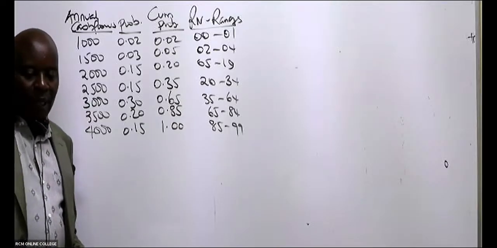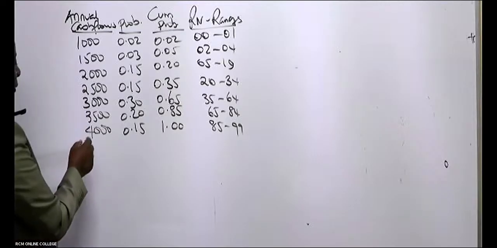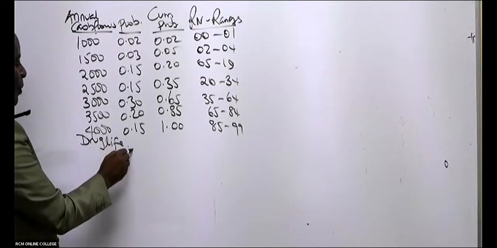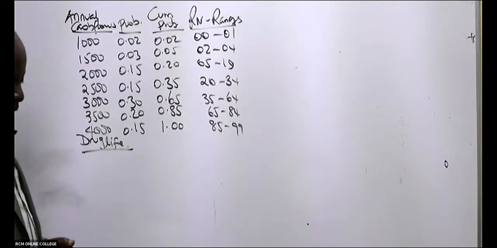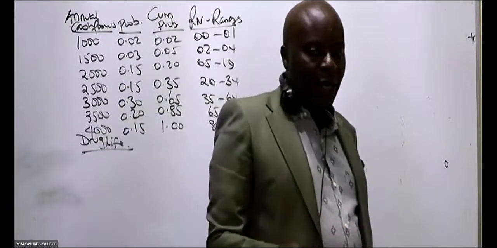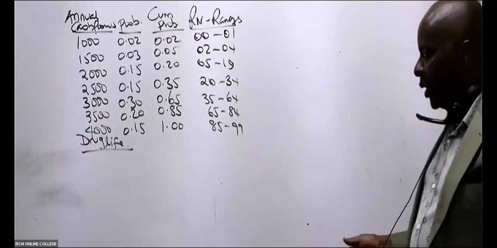Ladies and gentlemen, go ahead and give us the drug life. This is another variable there, an independent variable. So you bring the drug life, and then of course you give us cumulative probabilities, which you will be able to ascertain from the probabilities given, and then you give us random number ranges.